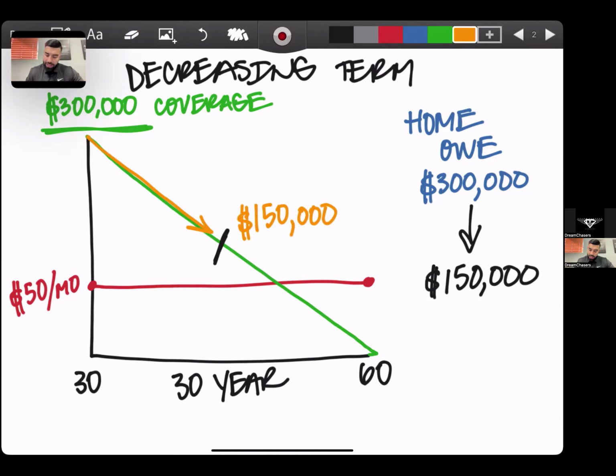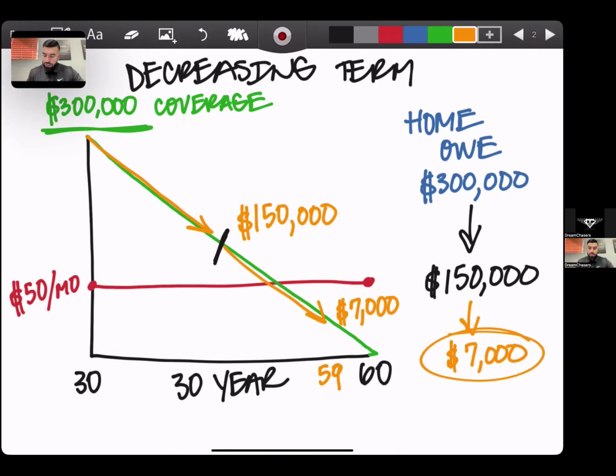Eventually, let's say I get to age 59, and now on my home, I only owe one more year's worth of payments. Let's say I owe $7,000. My coverage is going to be also $7,000. So if I die at that moment and I owe $7,000 and 52 cents, then that decreasing term policy is going to pay out $7,000 and 52 cents. It's going to pay out exactly what is owed on the mortgage. Not a penny less, not a penny more. Okay, the exact same amount.